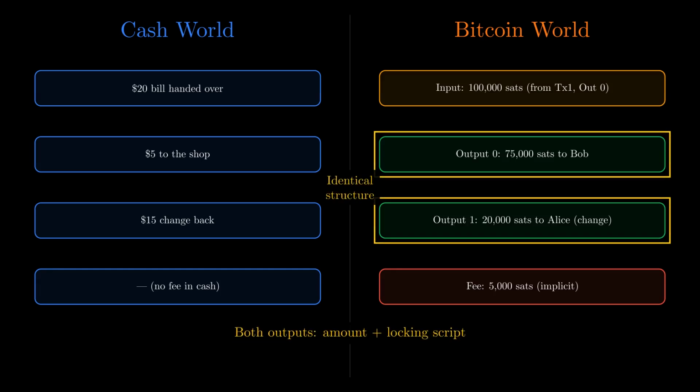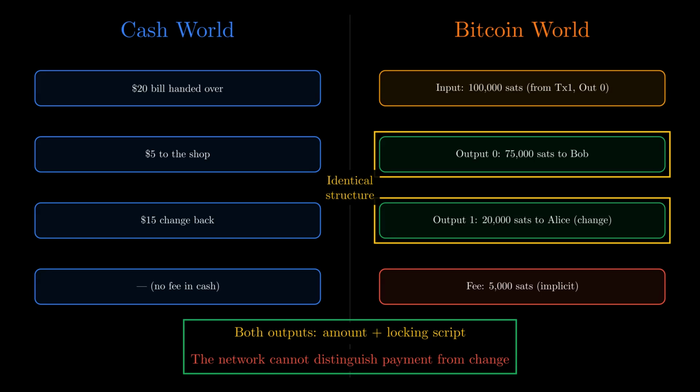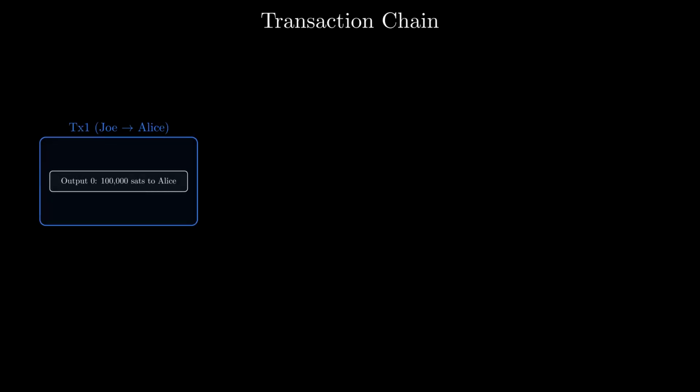giving us 5,000 sats. Here's a key insight. At the protocol level, the payment output and the change output are structurally identical. Both are simply an amount and a locking script. The network cannot distinguish which is the payment and which is the change. Now let's zoom out and see how these transactions connect.